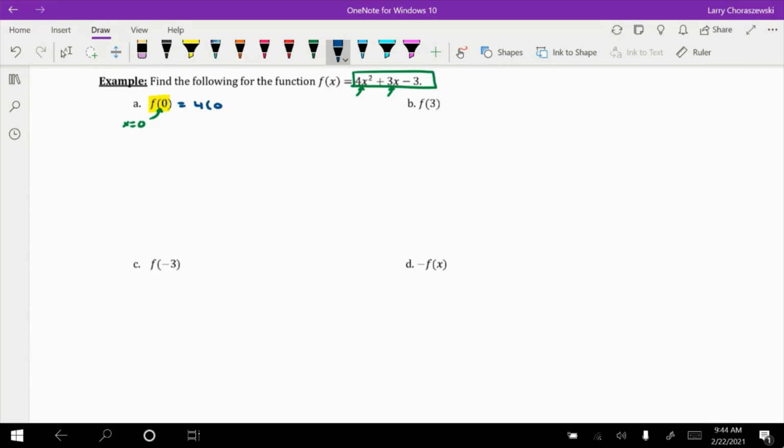So this would be 4 times 0 squared plus 3 times 0 minus 3. 4 times 0 squared is going to simplify to 0, so is 3 times 0. But we still have this minus 3, and the end result of all this would be negative 3. And that would be our output. Okay, so we could write this more succinctly. f of 0 is equal to negative 3.